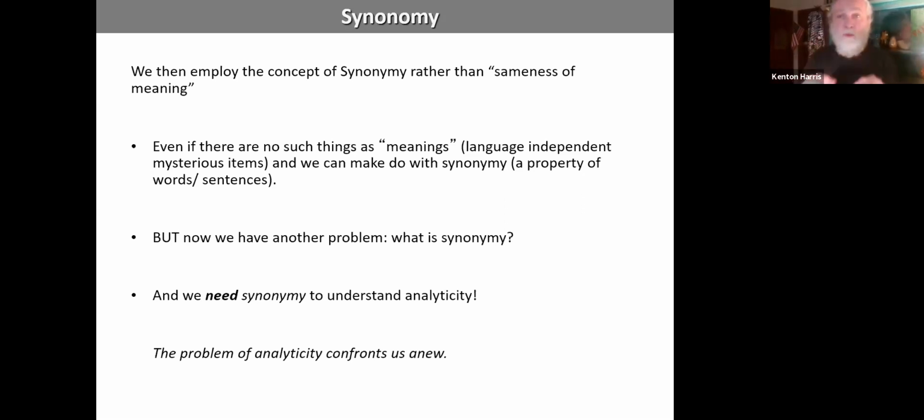But that has nothing to do with what these words mean. That has to do with the licensed move between these two terms. And if they are deemed synonymous, then that's the licensed move. I'm allowed to substitute them. But now we have another problem. What is synonymy? And we need synonymy to understand analyticity. So the problem of analyticity confronts us anew.